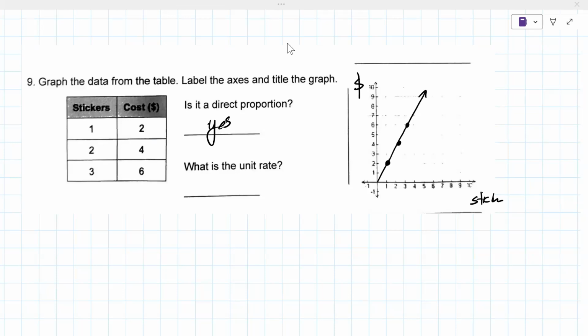Well, one sticker for $2, right? Or no, wait, how much is one sticker? It's dollars per sticker. So it's $2 per sticker. Good job. Any questions before we go to the next one?